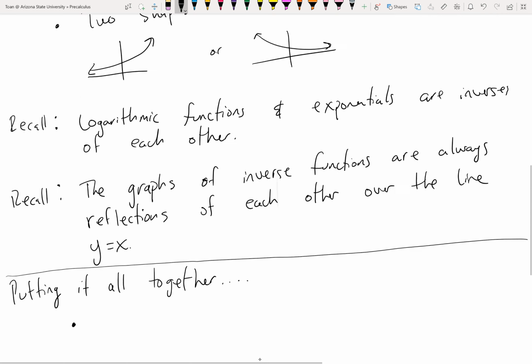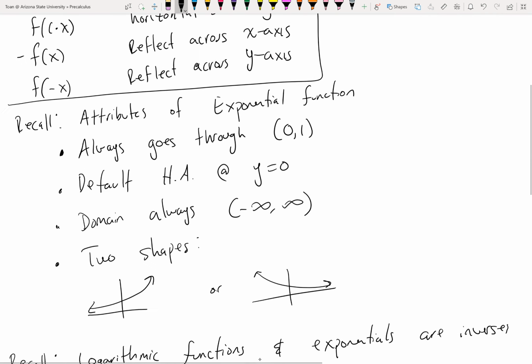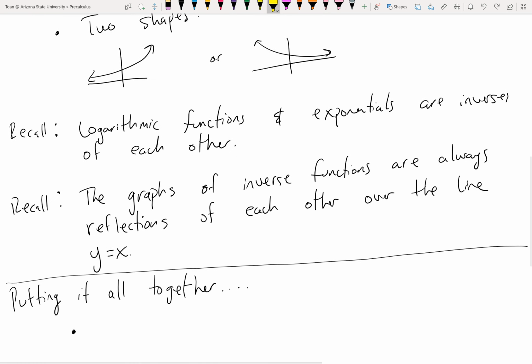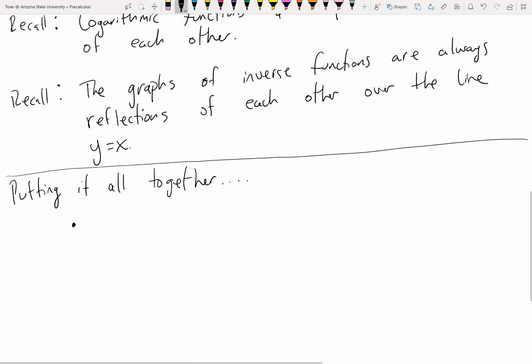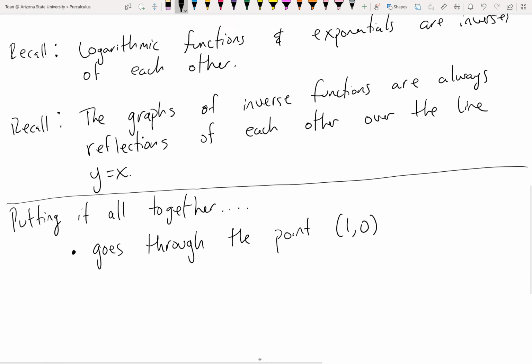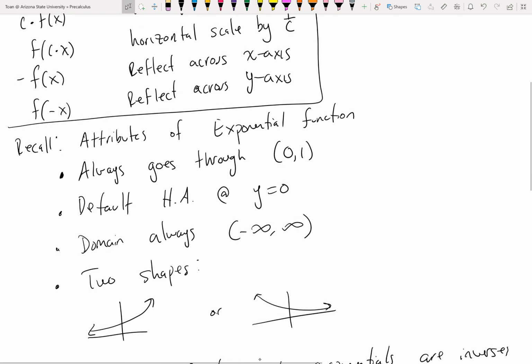So what are some of the attributes of an exponential function? It goes through this point here. So what would be the logarithmic equivalent? We'll just swap the x and y. So instead of going through the point (0, 1), we should know that all basic logarithmic functions go through the point (1, 0).